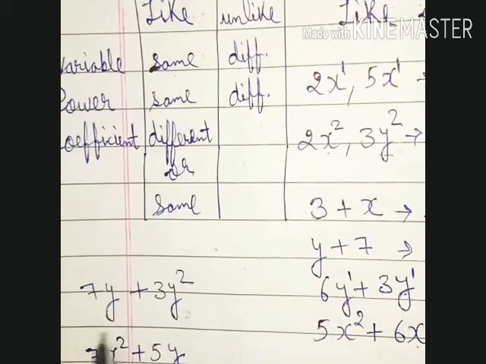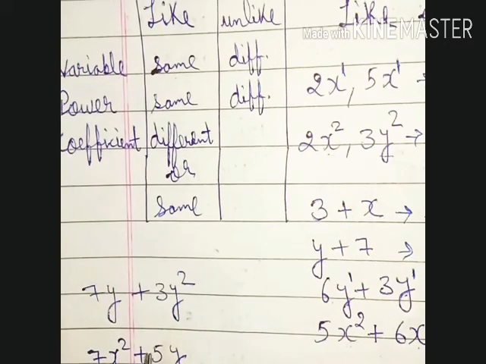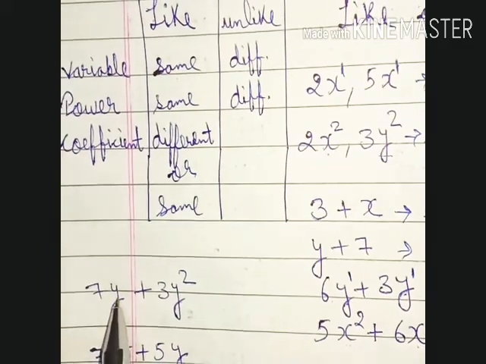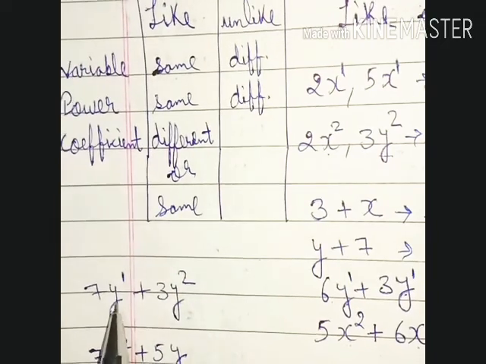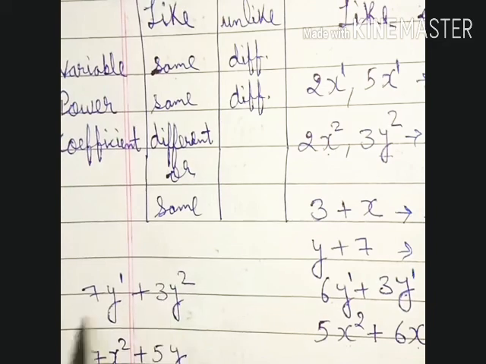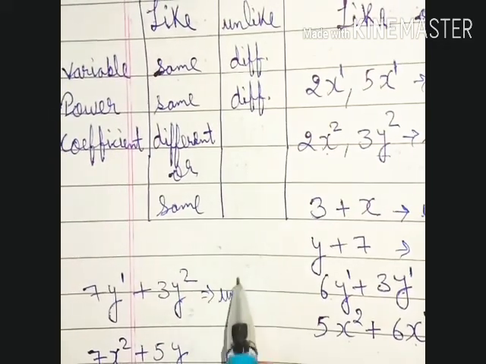Next, 7y plus 3y square. As y has power 1 and here y has power 2, the variables are the same but the power is not the same, so these are unlike terms and addition is not possible here.